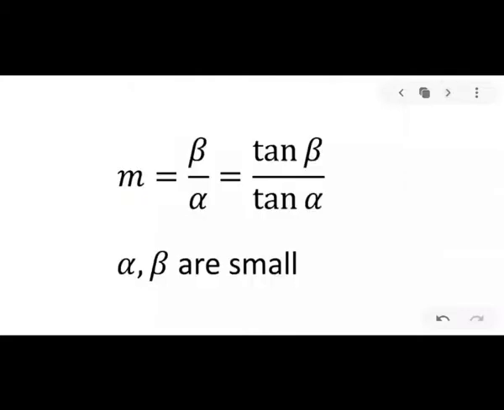Clear? So magnifying power is the ratio of the angle formed by the image, beta, to the angle formed by the object, alpha. Now my alpha and beta are very small angles, so I can say beta is approximately tan beta and alpha is approximately tan alpha. So m equals tan beta by tan alpha.